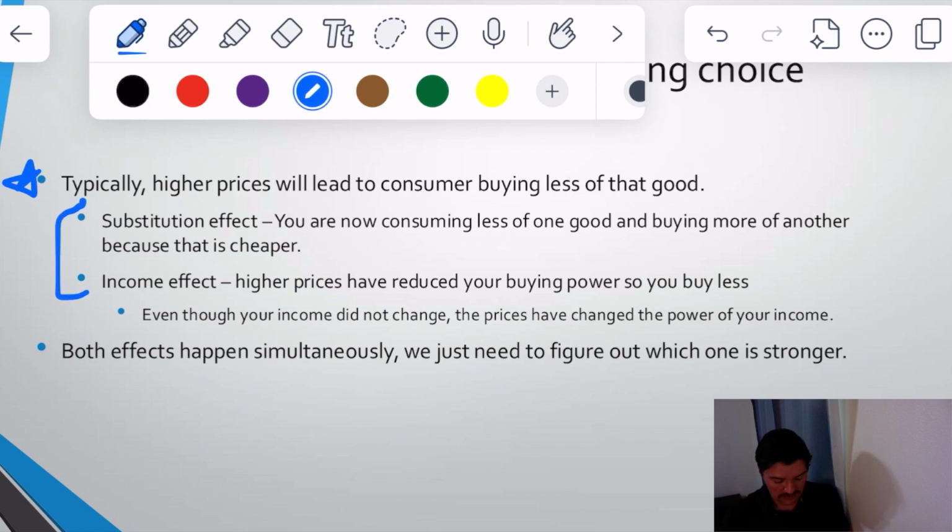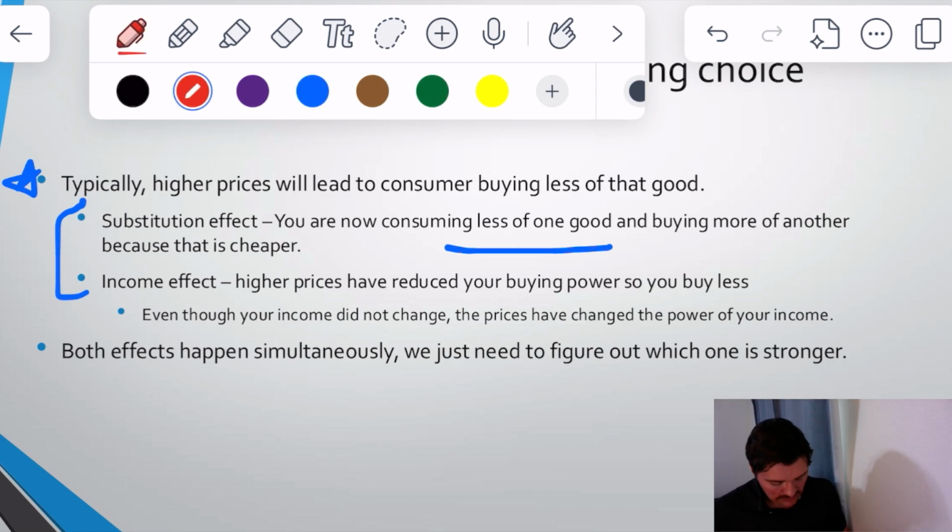So the reason is because of these two things. The substitution effect says you are now consuming less of one good and buying another one because it's cheaper. In this case, because bats are more expensive, you buy fewer bats, but now you're like, oh, let me just buy more cameras. So I'm substituting. That's why you're buying fewer bats: you're substituting for the other one.